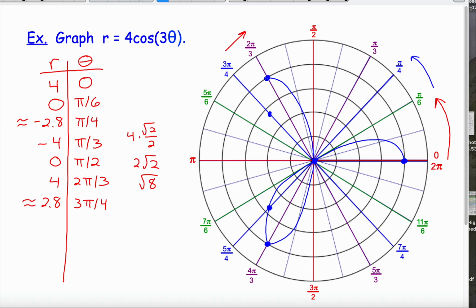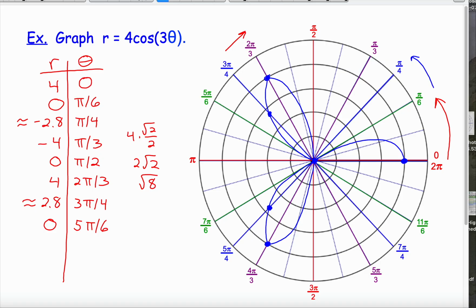And then 5 pi over 6. Let's see what happens here. When I multiply that by 3, I get 5 pi over 2, which is 2.5 pi. So I get a 0, because the cosine of that is 0, times 4 is 0. So at 5 pi over 6, I'm back at 0 again. So my graph is quickly coming back down to 0.